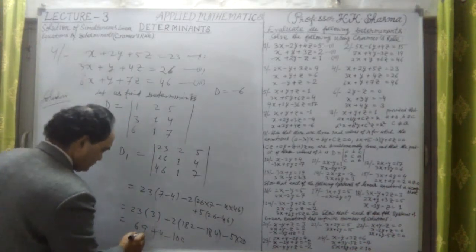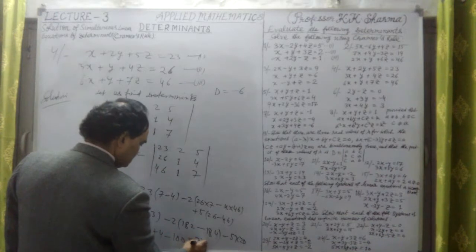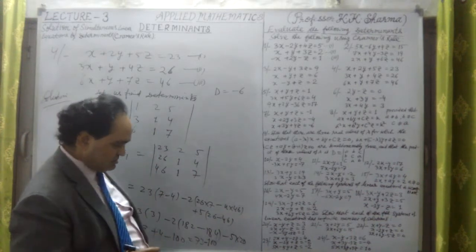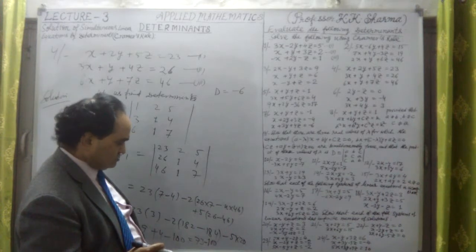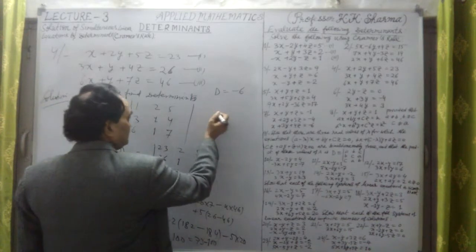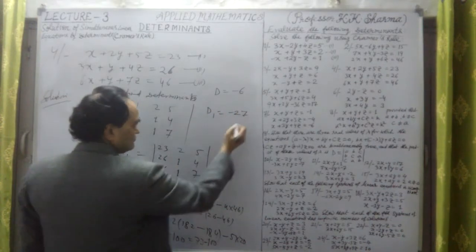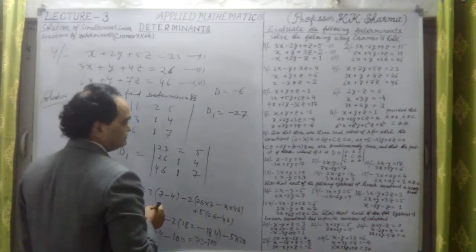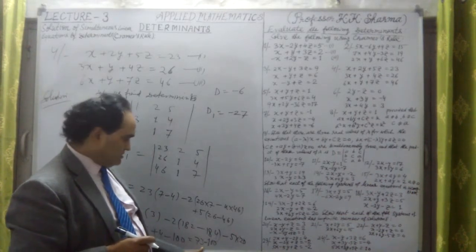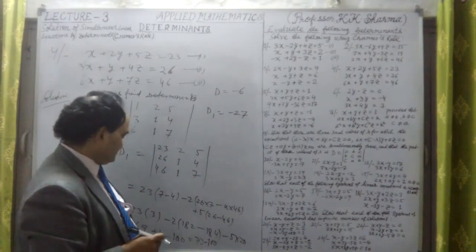So this is 9 and 4. Let me add them. 69 plus 4 is 73. This equals 73 minus 100, so the leftover is minus 27. We are calculating D1, which is equal to minus 27. 100 minus 73: 10 minus 3 is 7, 1 carry, 10 minus 8 is 2, so 27. That is the value of D1.